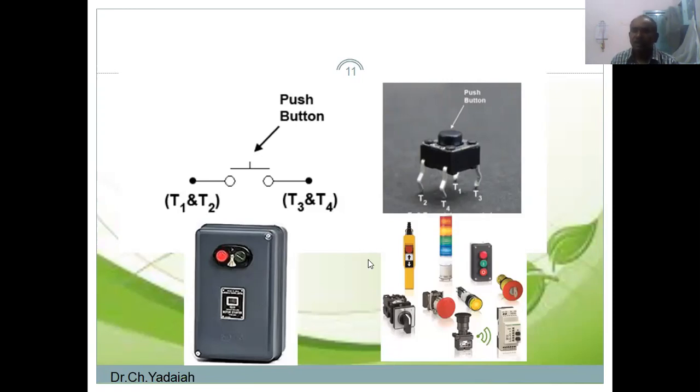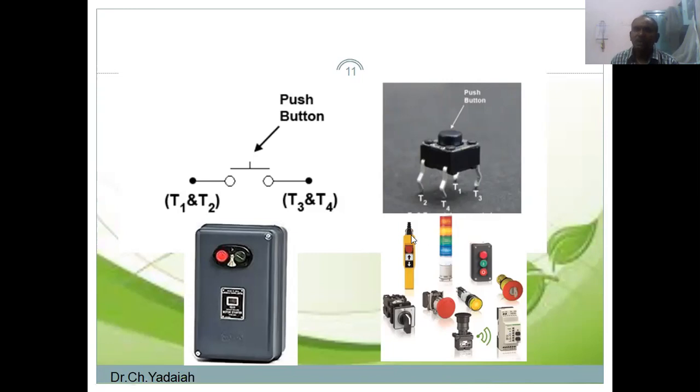Now you can use this type of push button for different application purposes, in the case of a lift and in different other areas. The operation is the same, but the position, requirement, and application are different.